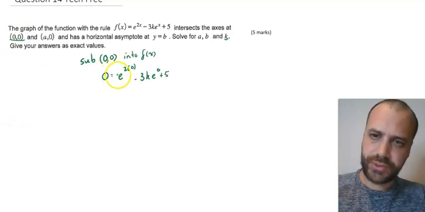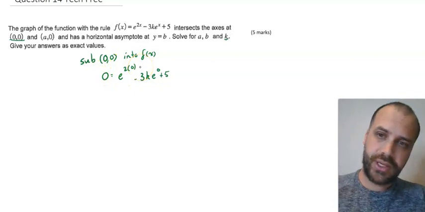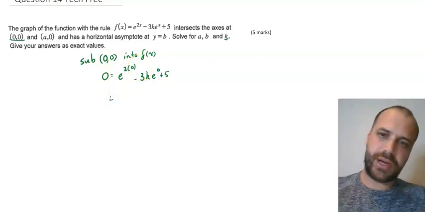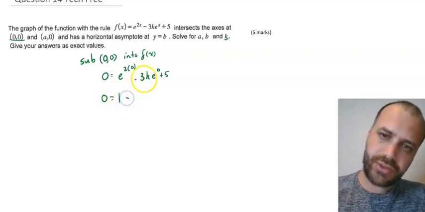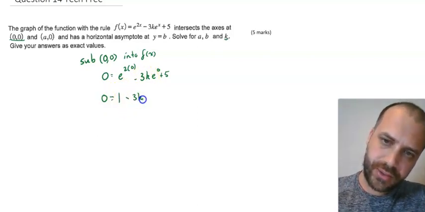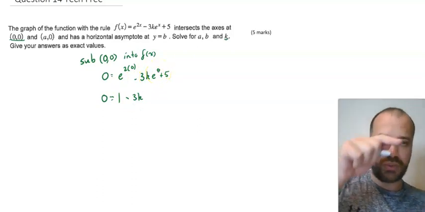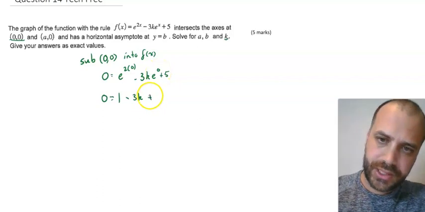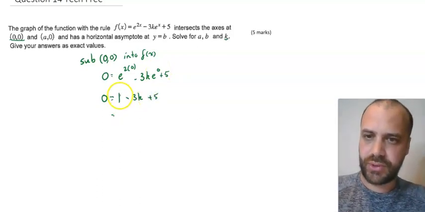So 0 equals e to the power of 2 times 0, so that's e to the 0. Anything to the power of 0 is 1. So 0 equals 1 minus 3k times e to the 0, which is 1. So 3k times 1 is 3k, plus 5. And then solve that. That's pretty straightforward.